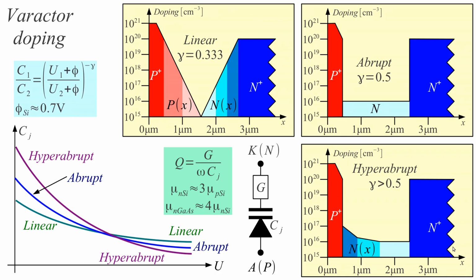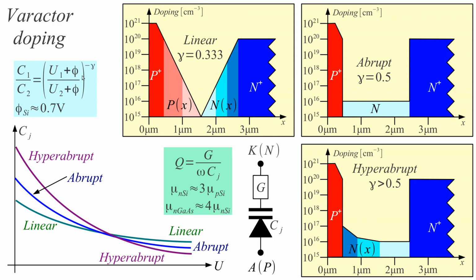What we would like to get from the varactor is the highest possible capacitance ratio between, say, the maximum capacitance C1 and the minimum capacitance C2. Maximum C1 is at low voltage, and minimum C2 is already close to the breakdown.